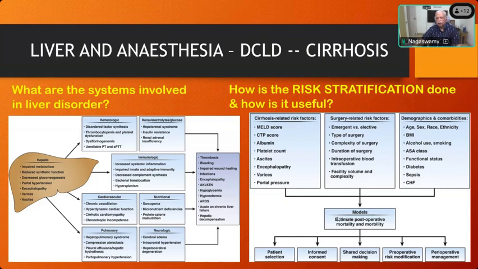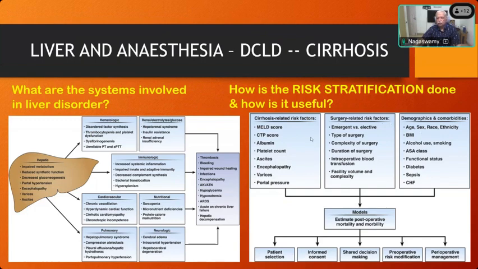That is the main reason why we want to assess the risk involved. So based on that, we can do the patient selection, give them the informed consent, shared decision making, preoperative optimization or risk modification, and plan for the perioperative management. So if this question is asked in the theory, what is the importance of risk stratification? This is how the answer should be.